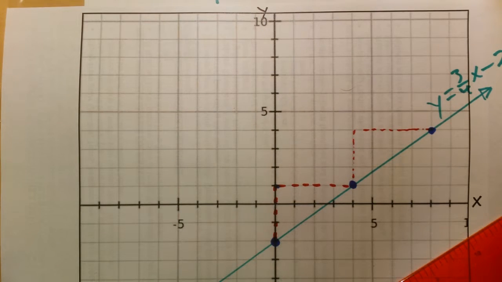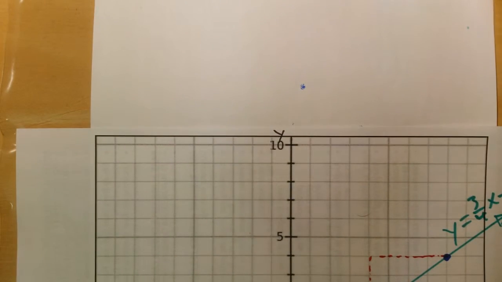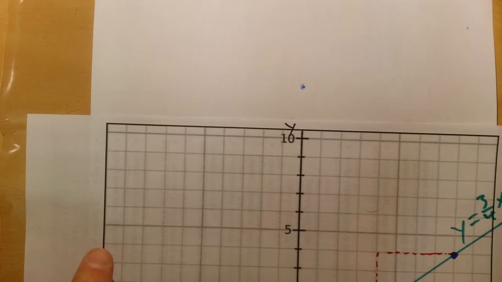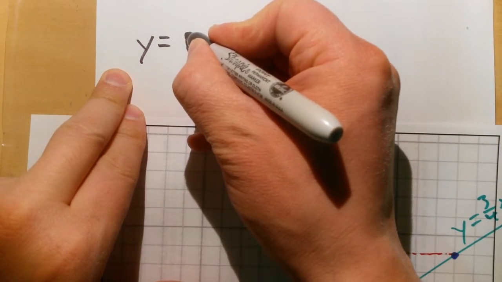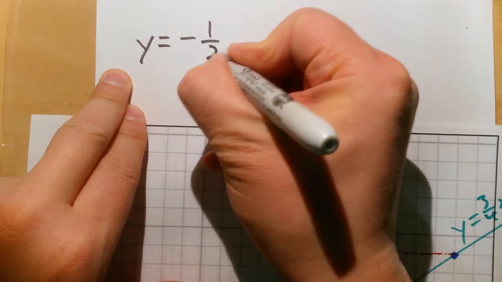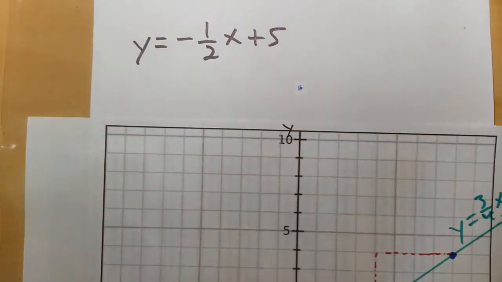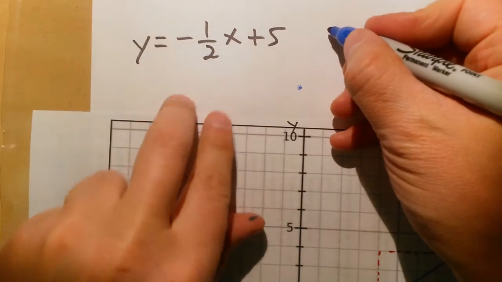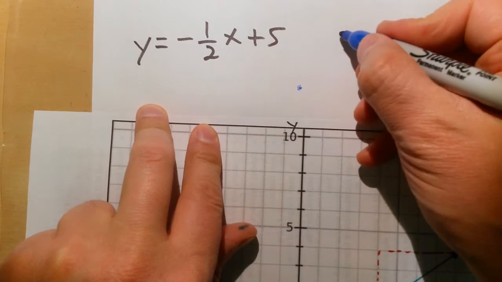Let's look at another example, and that is, let's look at this line: y equals -1/2x plus 5. So same thing. We know that it is in the form of y equals mx plus b. And so we should collect our data, right? Our slope is -1/2, right? And our y-intercept is +5, right?